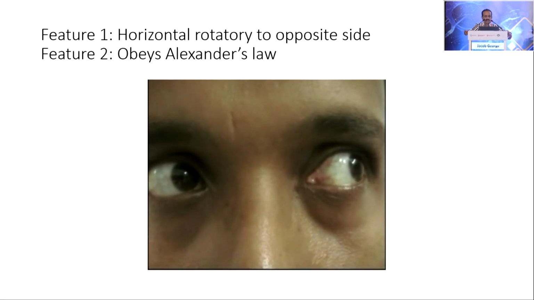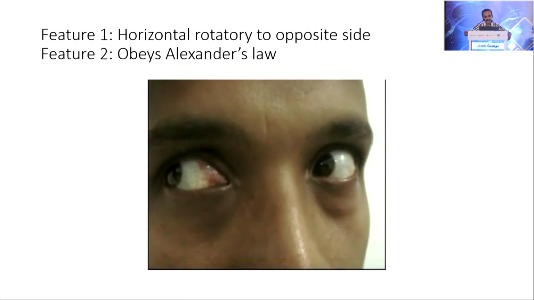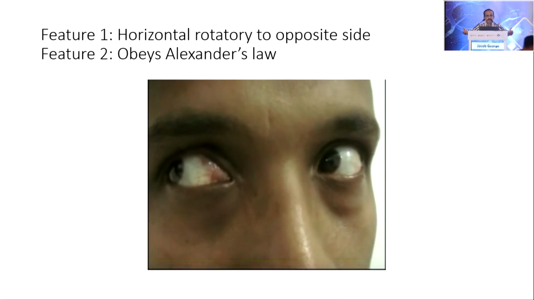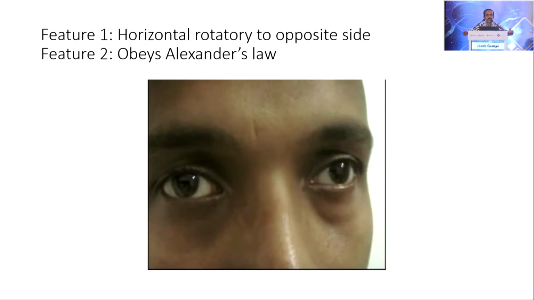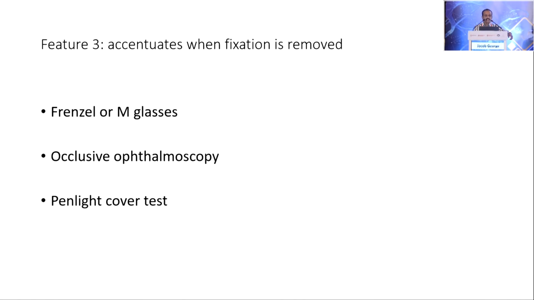Now towards the left side, you have a horizontal rotatory nystagmus, but on the right side, there is no nystagmus. Based on that, you can also grade the nystagmus. If it is there in all 3 directions, it is grade 3. So the nystagmus of vestibular neuronitis is horizontal rotatory, obeys Alexander's law, and accentuates when fixation is removed. You can remove fixation by 3 methods. You can use either Frenzel or M glasses.